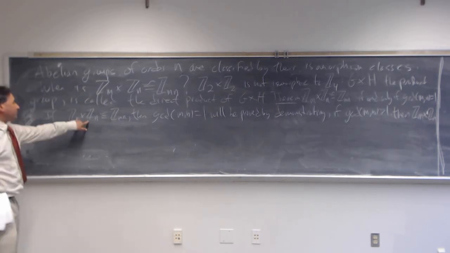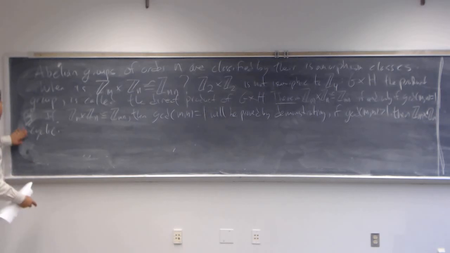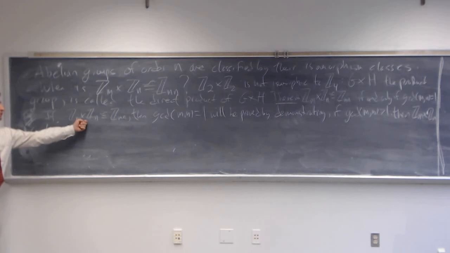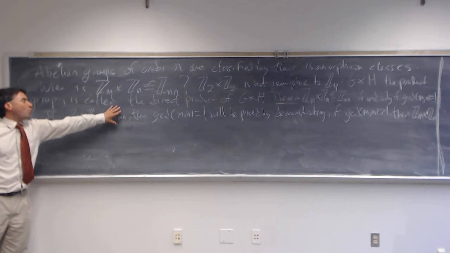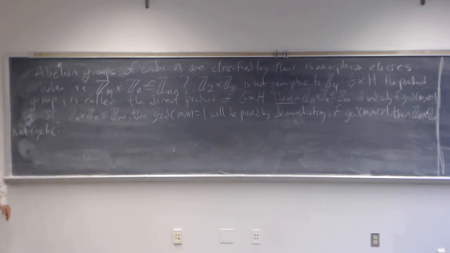And so that'll prove it, because saying Zm cross Zn is cyclic is the same thing as saying it's isomorphic to a single group, Zmn. And so basically to prove A implies B, you can prove not B implies not A. So we'll assume the GCD is not equal to 1, and we'll prove that there is no isomorphism.